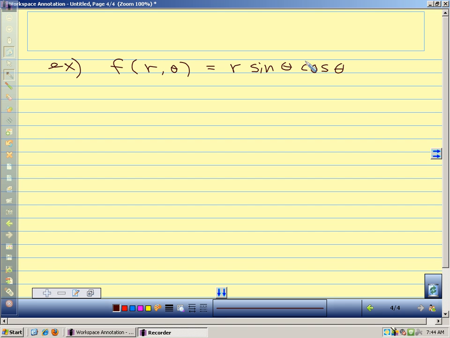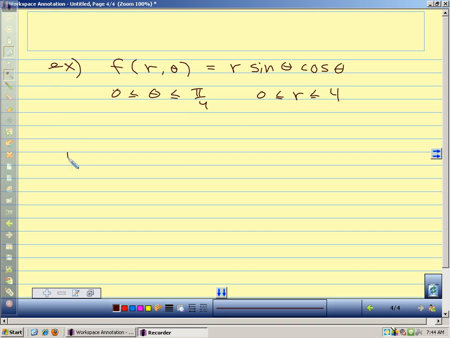And my region is zero less than or equal to theta less than or equal to pi over 4, and 0 less than or equal to r less than or equal to 4. So this is my function. I want to find the volume under this function on this region.